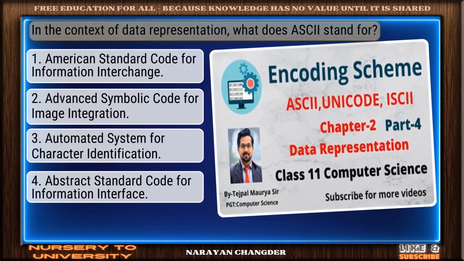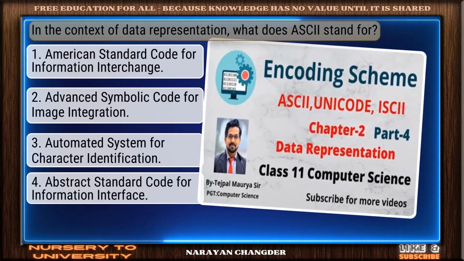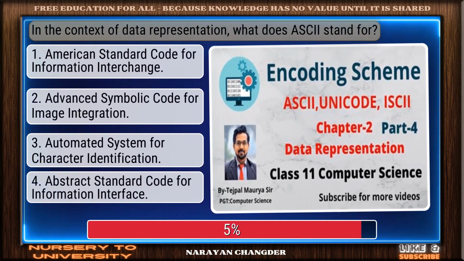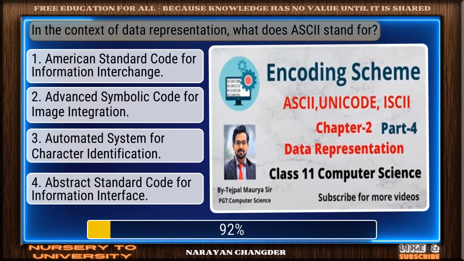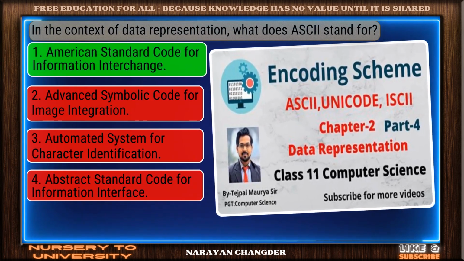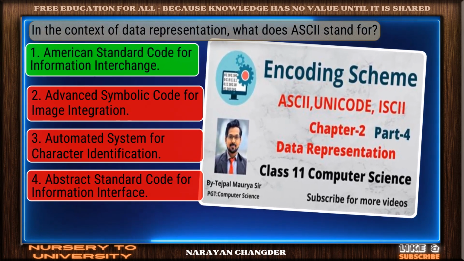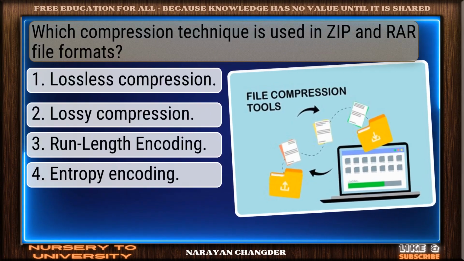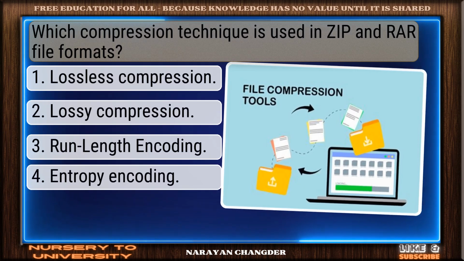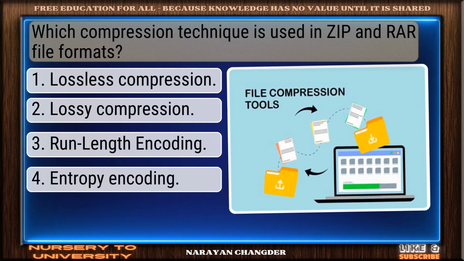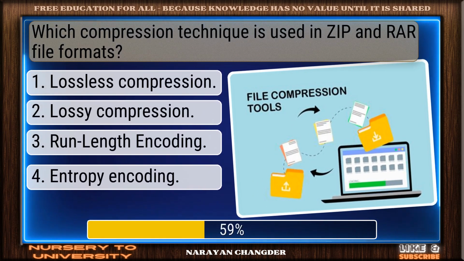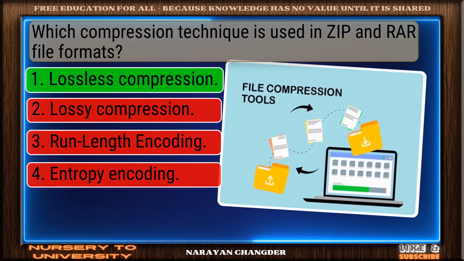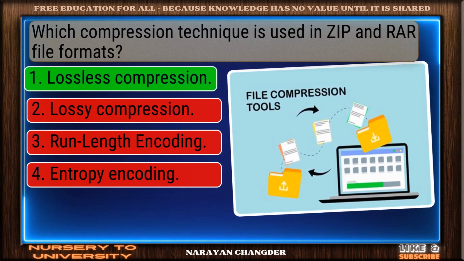Question number 47. In the context of data representation, what does ASCII stand for? Smart pick. American Standard Code for Information Interchange is the correct choice. Question number 48. Which compression technique is used in zip and RAW file formats? Clear logic. Your choice, lossless compression, is sound and 100% true.